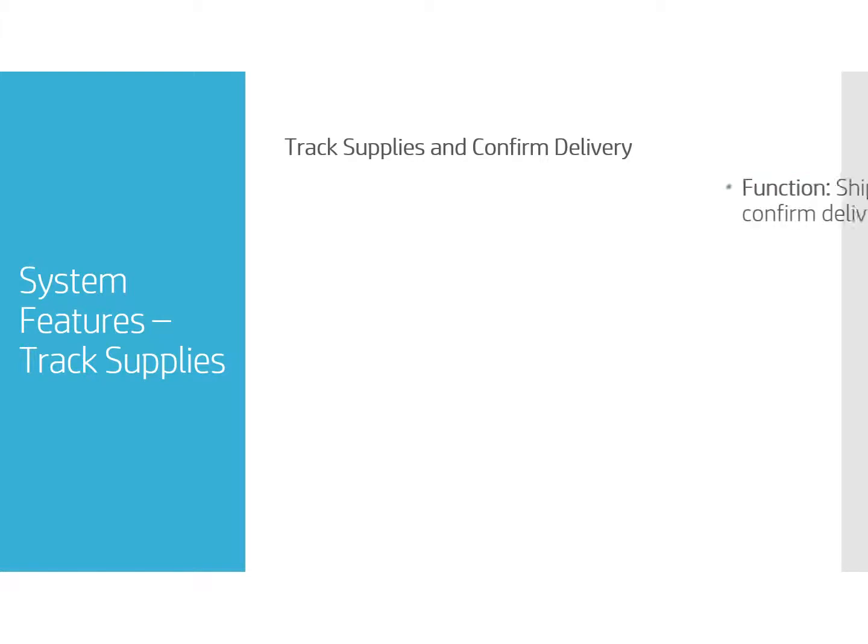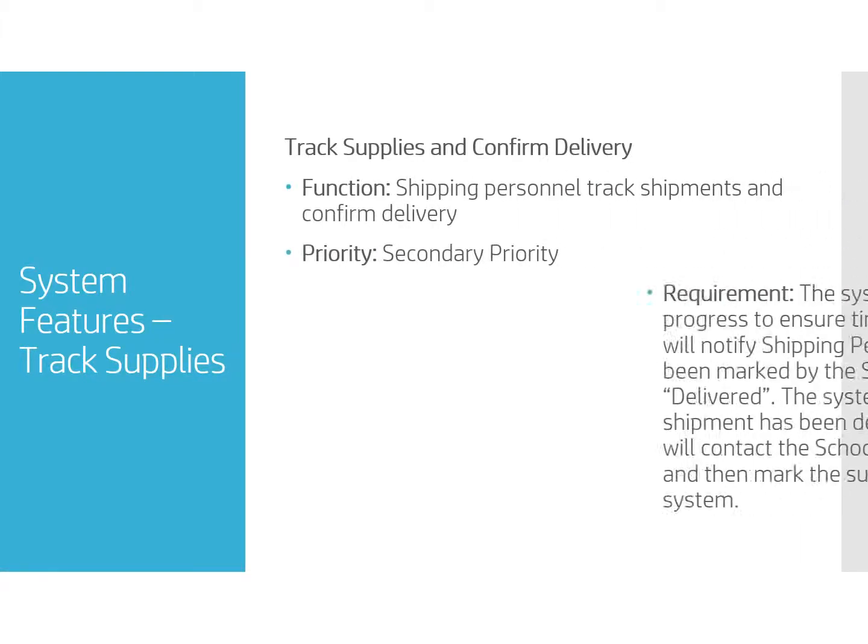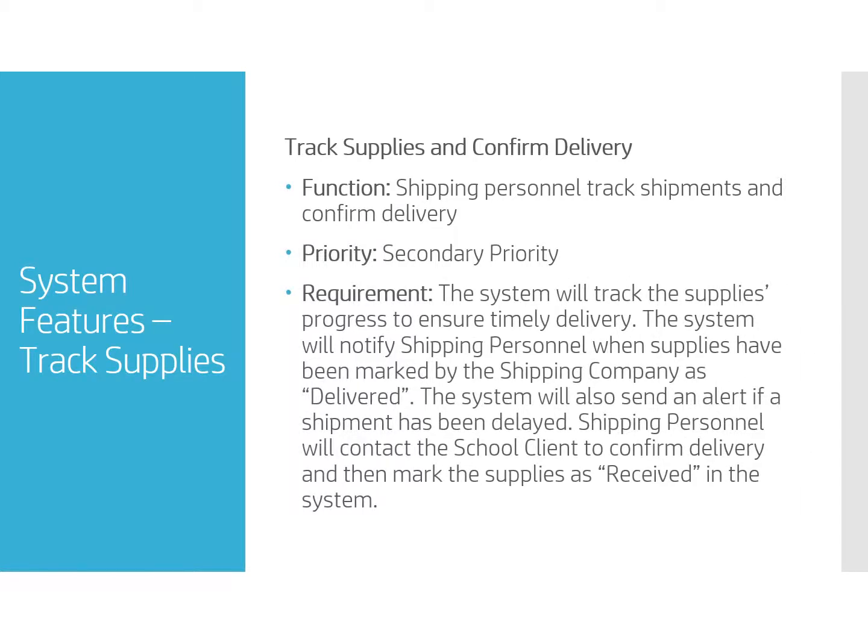After the supplies have been picked up and are in transit, the system will track the supplies. As we said earlier, this is a secondary priority and could be included in a second release of the system. Once the supplies have arrived at the school, they will be marked as delivered. The system will send an alert to shipping personnel and the appropriate area manager if the supplies are delayed. And once the shipping personnel has been able to confirm that the supplies have been received, they will be marked as such in the shipping system.